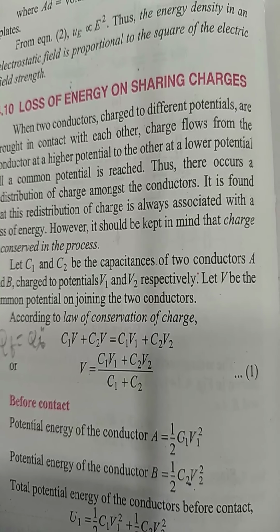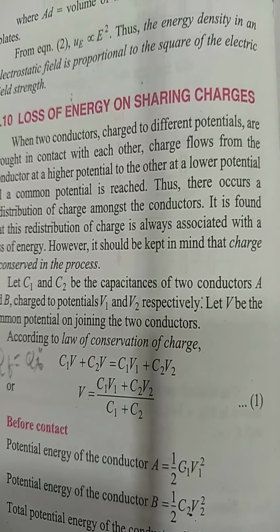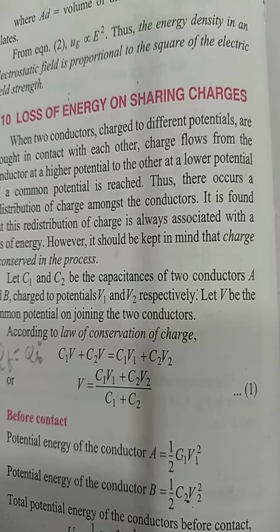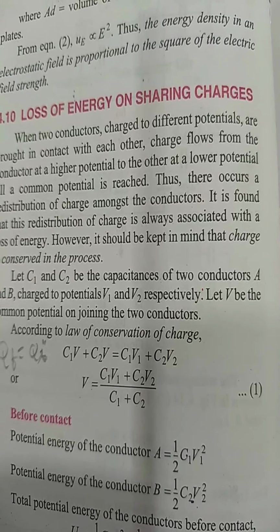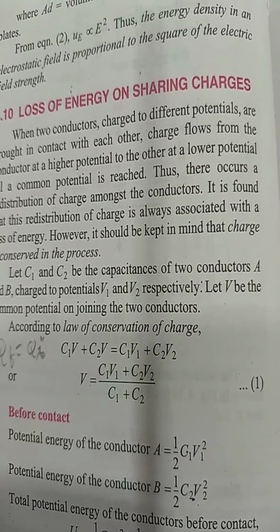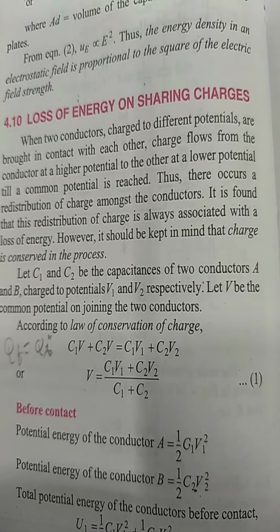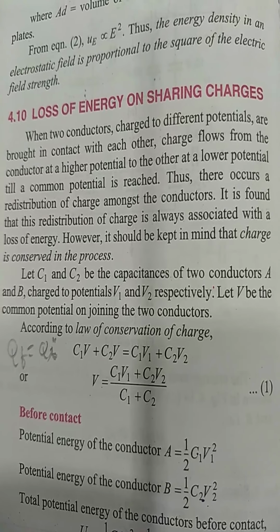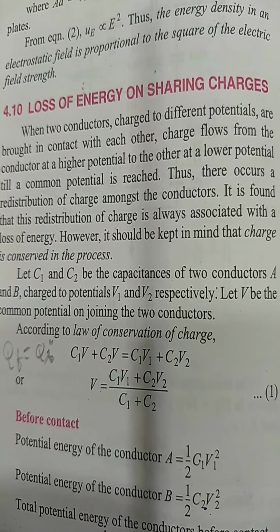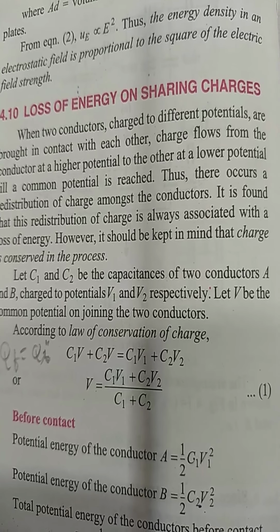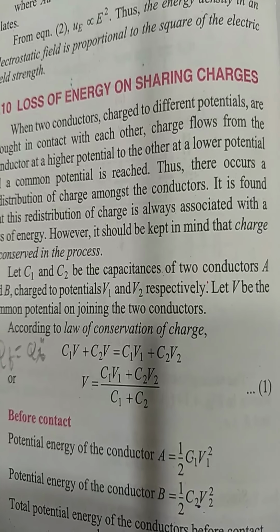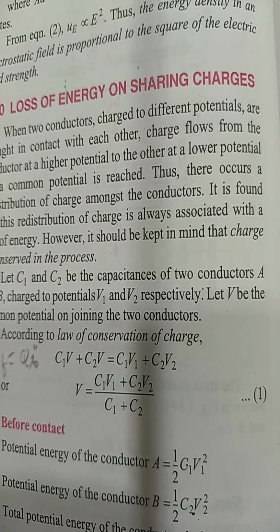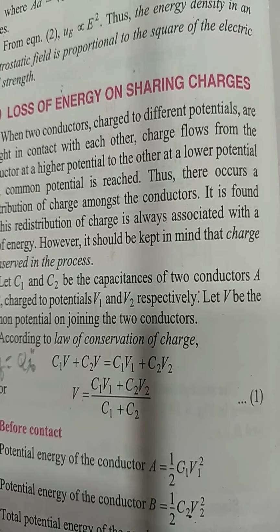So obviously water will flow from one bottle to the other. The bottle which has the higher water level, from there the water will flow to the bottle which has the lower water level. The same way, imagine two capacitors having different capacities C1 and C2, and when they are connected, the charges will flow from one capacitor to the other, and this will flow till both acquire the same potential. See, water will flow till both have the same level.